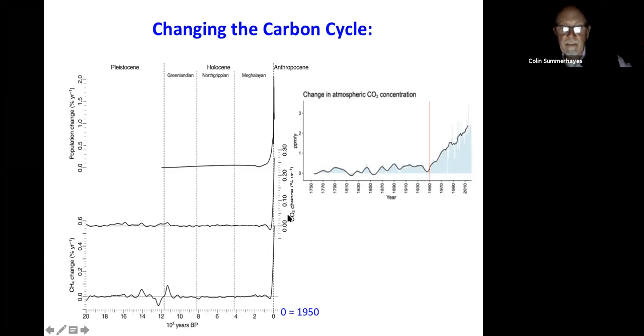Similarly with carbon dioxide, which is the middle graph, almost no change for that whole 20,000 year period. And then suddenly, bang, right at the end, this massive jump. And that also ties in with the population change percent per year.